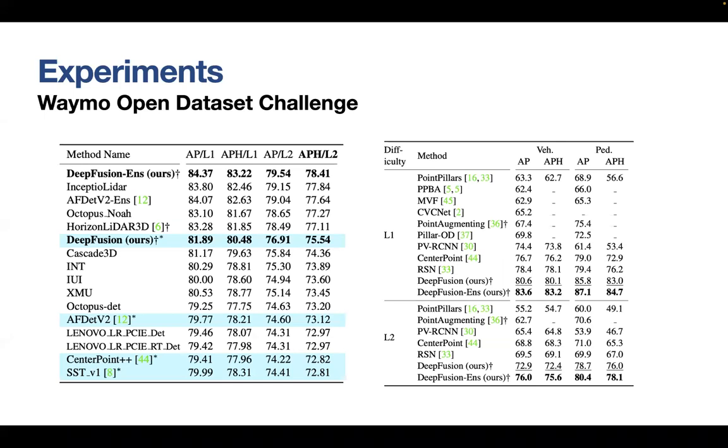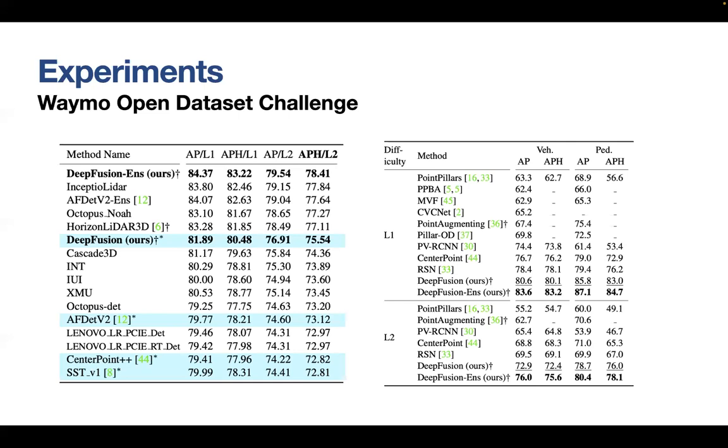So the blue lines are single models and the white ones are ensembles. And we know that ensembles usually improve the performance of the model by quite a large margin. An ensemble is just having several models together and doing some majority voting or just averaging. So this DeepFusion ensemble is their ensemble method. And we see that it outperforms all the other methods in the Waymo Open Dataset Challenge test set.